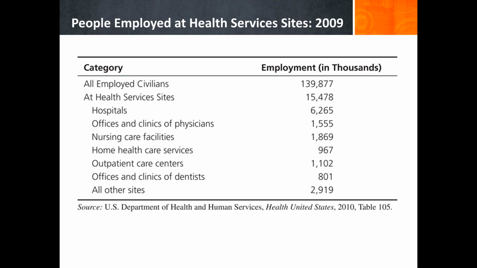This just looks at the people who are employed. This is back in 2009, the most relevant data I could find from the Department of Health and Human Services. But it just shows you the amount of people that are employed, 139 million versus the amount of people in health services, 15.5 million roughly.